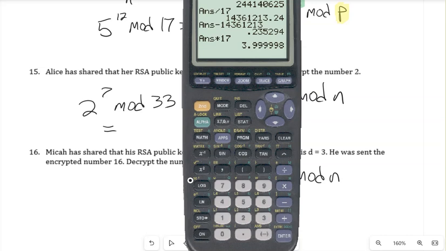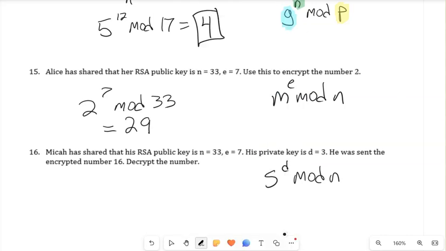Two is smaller than 33, so we cannot use the exponent rule to make the number smaller. So we just go straight to 2 to the 7, 128, divide by 33, subtract the whole number, and multiply by 33, and we're looking at the remainder, which is 29. That would be the coded or the encrypted number.